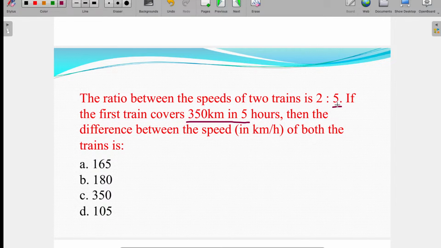35, right? 1 part. 35 into 5. 150 plus 25. 105. 35. Difference, okay. Then I am asking the difference. Then that train speed is 170. For the difference, directly 3 parts you can find out. 35 into 3. Good.